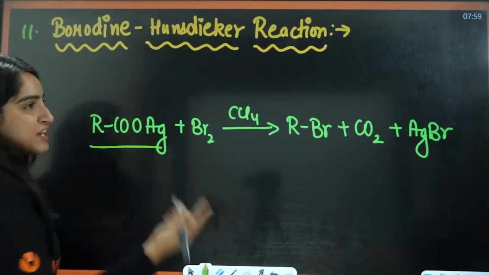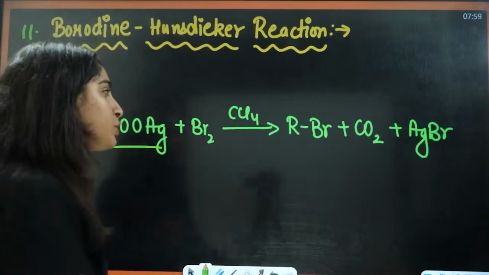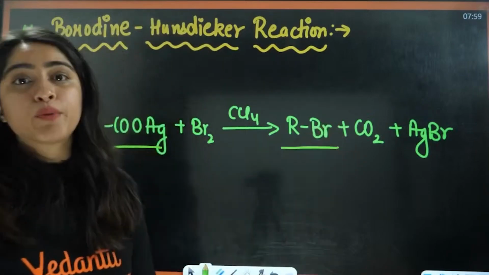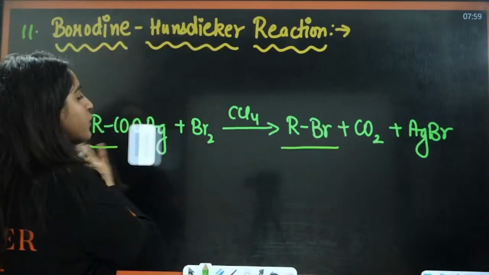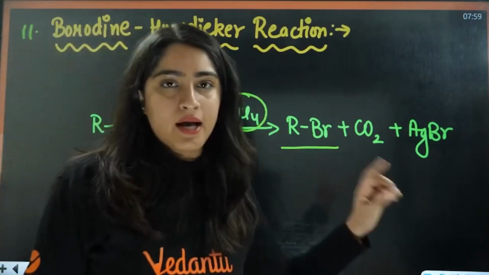Okay, next we have Borodin-Hunsdiecker reaction. Here RCOOAg, right, that is silver salt of carboxylic acid is converted into RBr, alkyl bromide. Here we add Br2 and CCl4 and you will have RBr here.